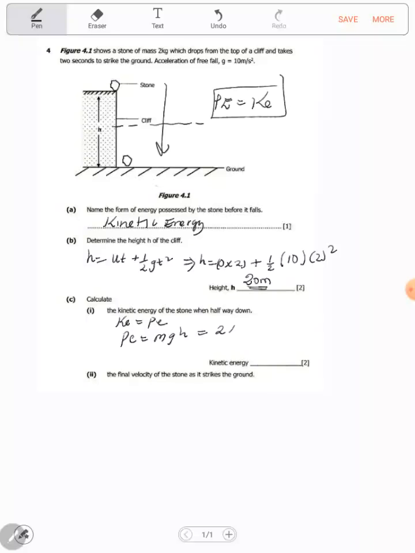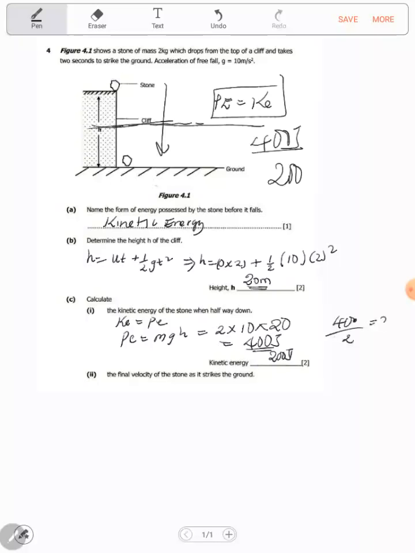So we have mass, which is 2, gravity, which is 10, height we just found it was 20. So it's 20 times 20, that will give us 400 joules. So kinetic energy here is 400 joules. Now, sorry, not 400 joules. It's not 400 because it's halfway. Remember here we have used full height. So since we are saying it's halfway, the total energy here, all of it, is 400 joules. So at halfway, kinetic energy will be 200 joules, because we are finding at halfway. So it will be 400 divided by 2, which will give you 200 joules.